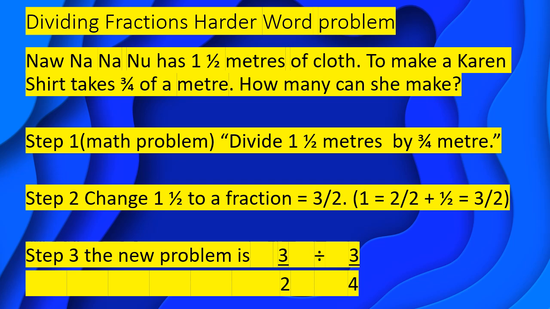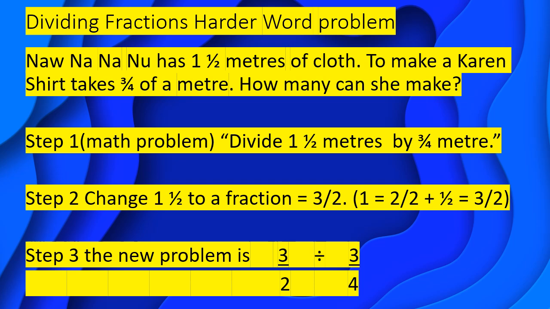Okay, here's a slightly harder word problem, dividing fractions. So Nonananu has 1.5 meters of cloth. To make a Karen shirt takes 3/4 of a meter. How many can she make? So we have to convert it from a story to a maths problem. That's the first step. So the maths problem is divide 1.5 meters by 3/4 of a meter.